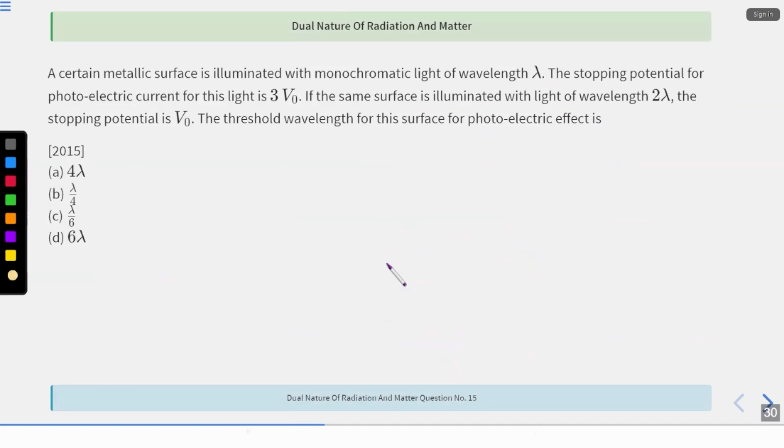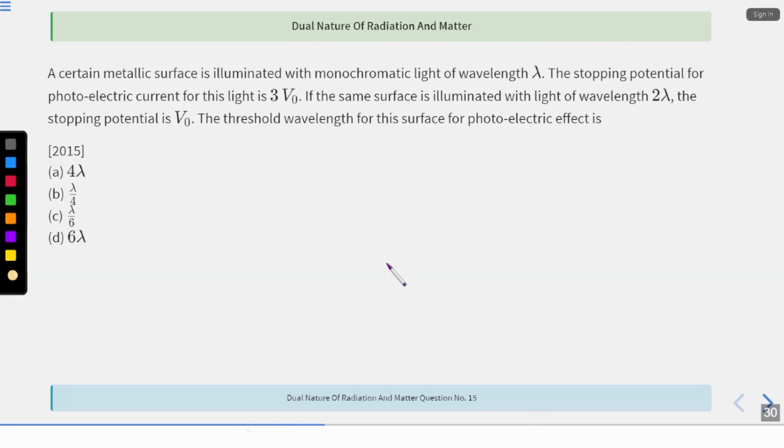Okay, moving on to the next question. A certain metallic surface is illuminated with monochromatic light of wavelength lambda. The stopping potential for photoelectric current for this light is 3 V naught. If the same surface is illuminated with a light of wavelength 2 lambda, the stopping potential is V naught. The threshold wavelength, again, this is the similar one.